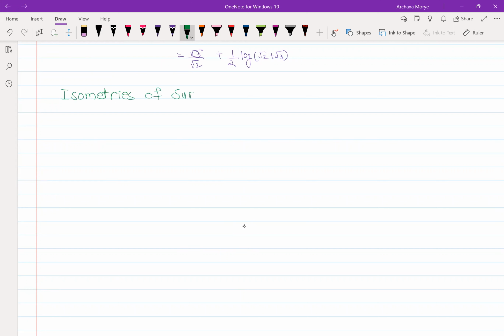Okay. So isometries of surfaces are related to distance, right? Or arc length or anything. Arc length is also going to be distance only, I mean some sort of distance. So that's why the first fundamental form is important, just because of this reason. It essentially gives me some kind of a feeling of distance.